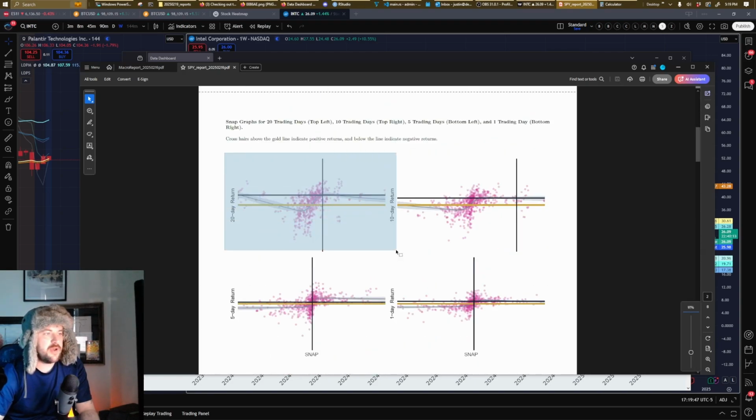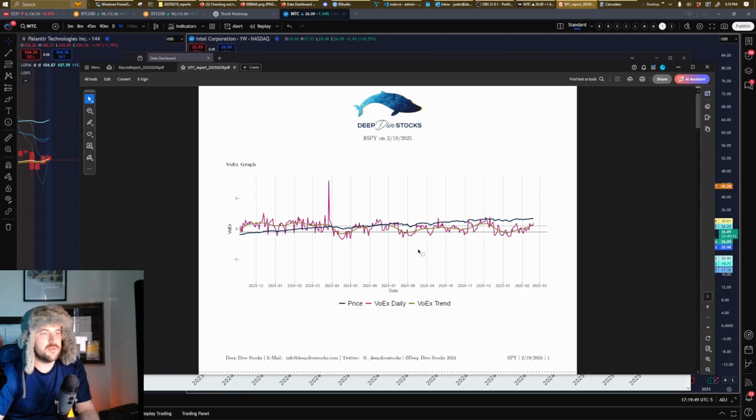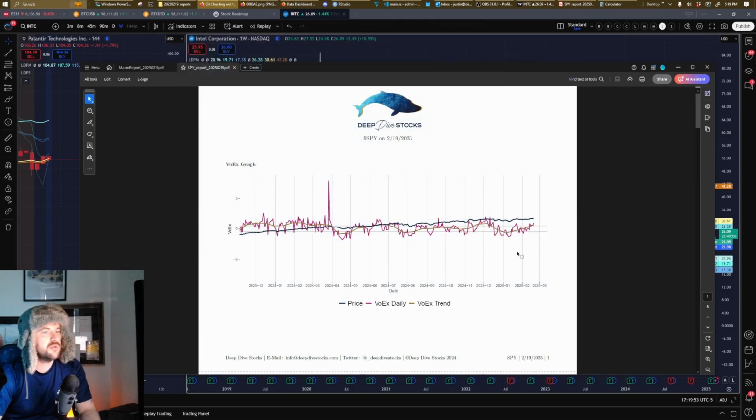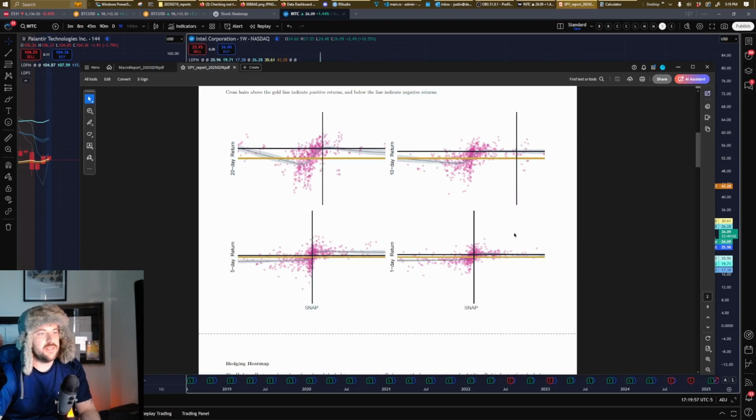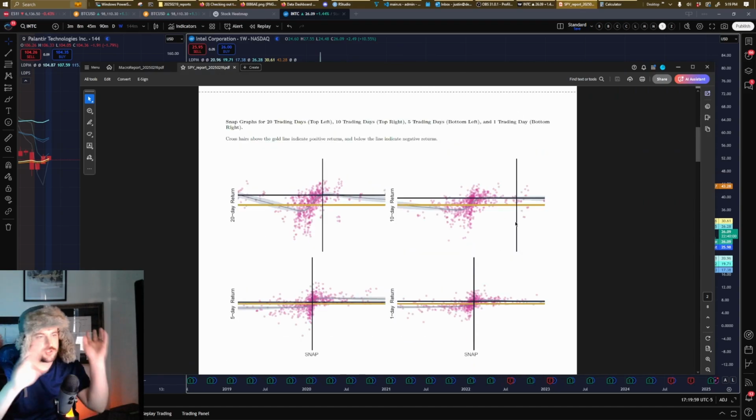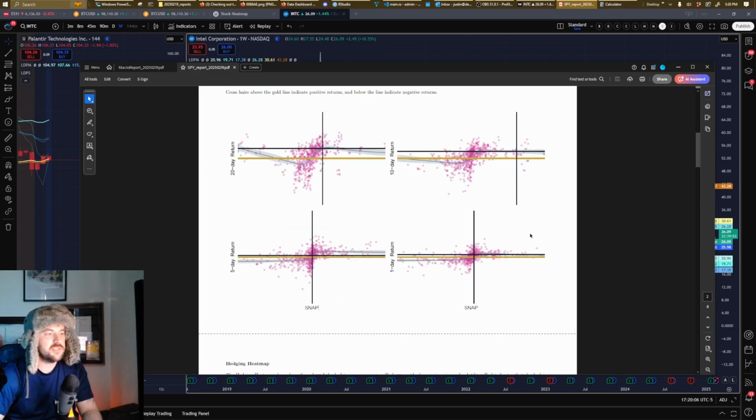And then the snap graphs, these help give a little bit more of an analytical assessment to Varix. So if you look at a Varix and it's all just all over the place, the snap graphs can help give you at least a numeric assessment.